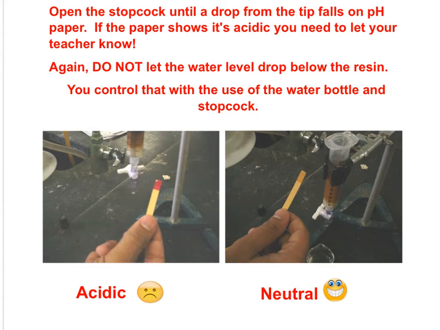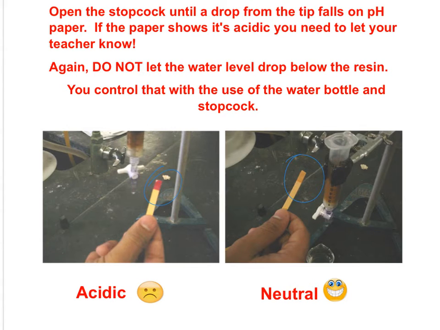paper, and if it's red or any color, orange, red, somewhere in that range, it's acidic and you have to let your instructor know right away, and we'll come over and help you neutralize the column. If it's neutral, the paper will just look like it's wet and you won't get any pink or red at all. And that's where we want to start.